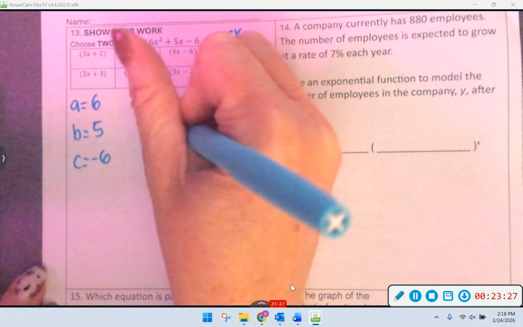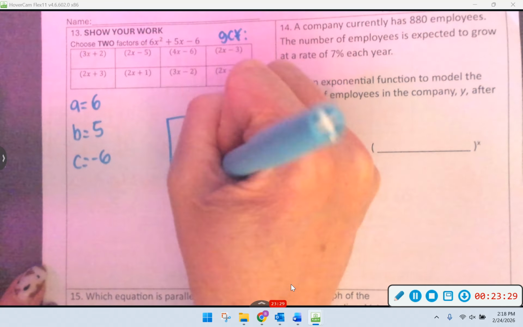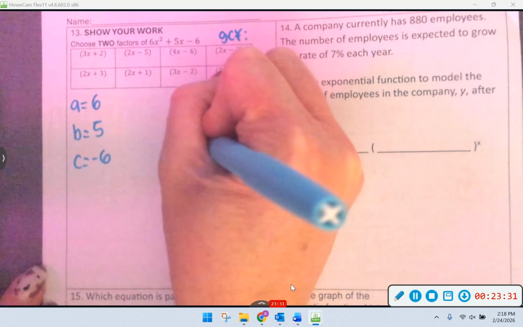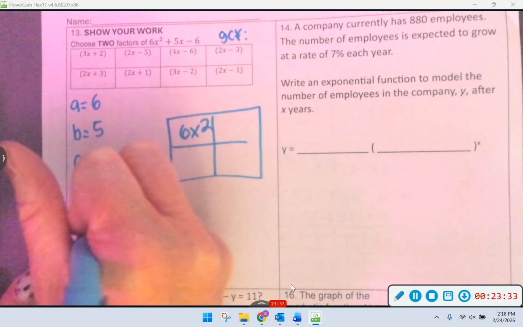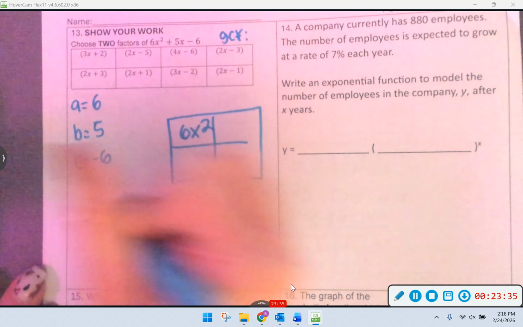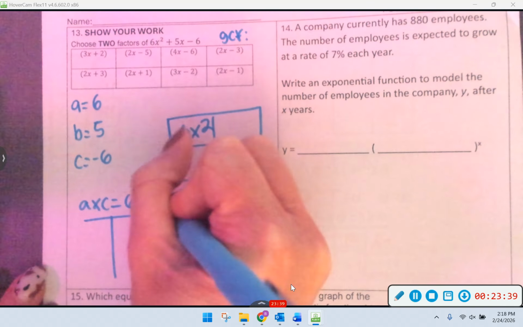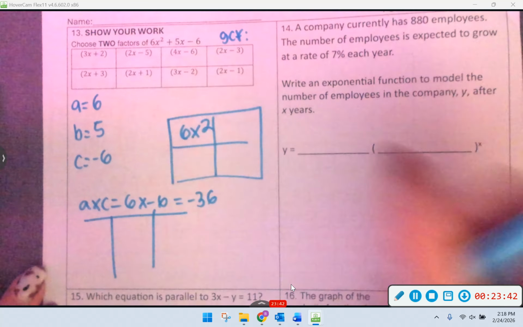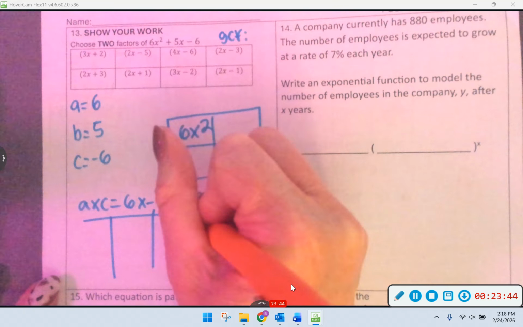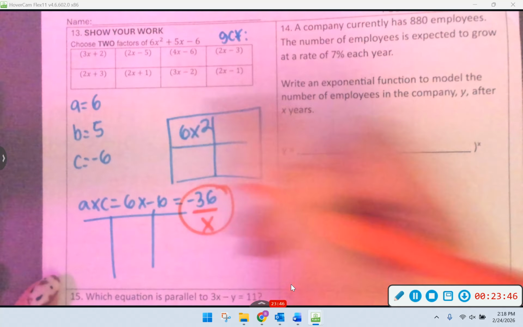Make our box. Ax squared goes in the first box. Then we're going to make our pie chart. A times C. 6 times negative 6 equals negative 36. We're going to do that divided by x. We're going to look for 5.